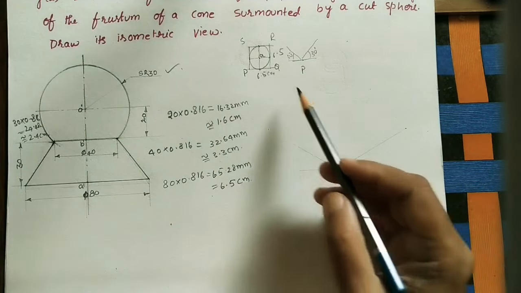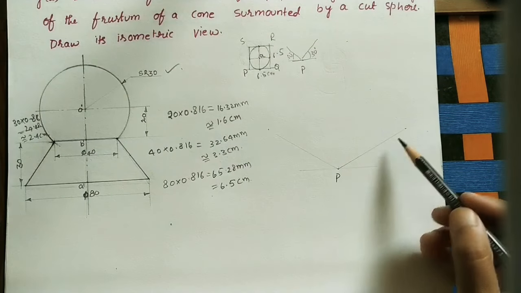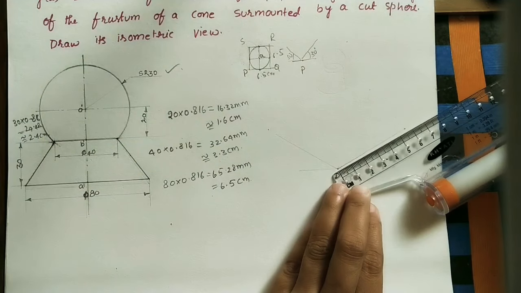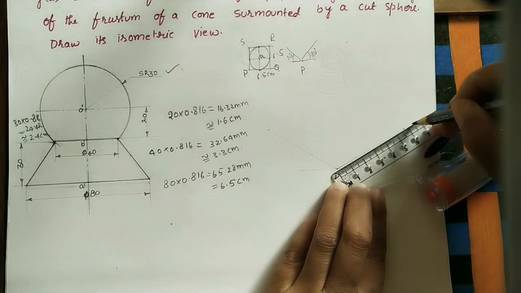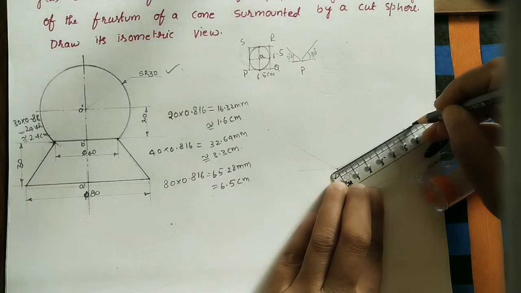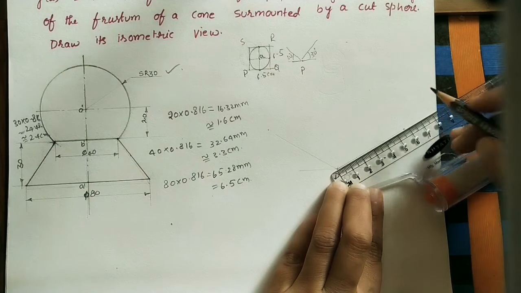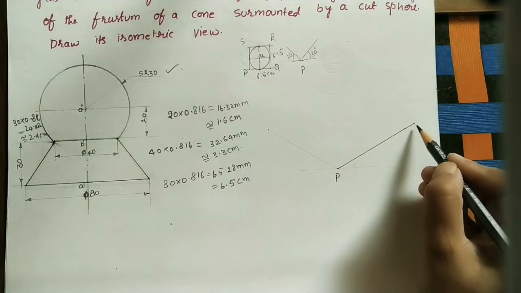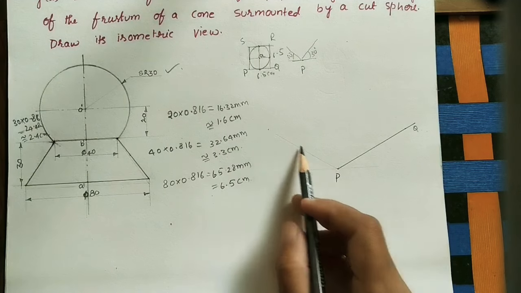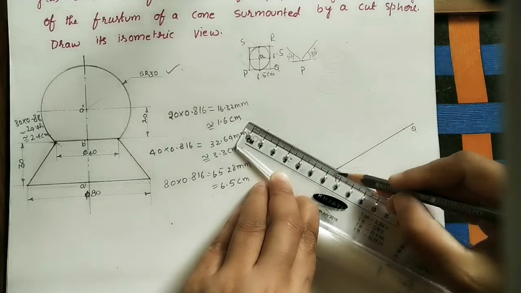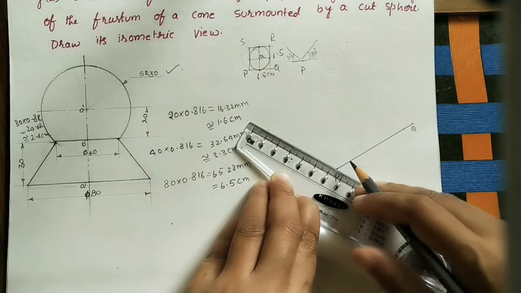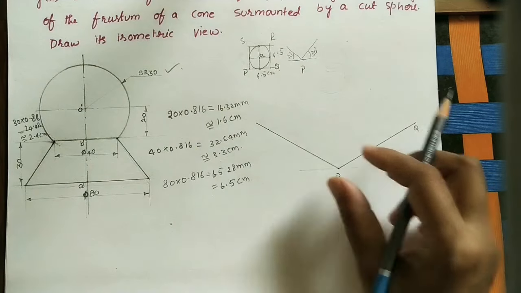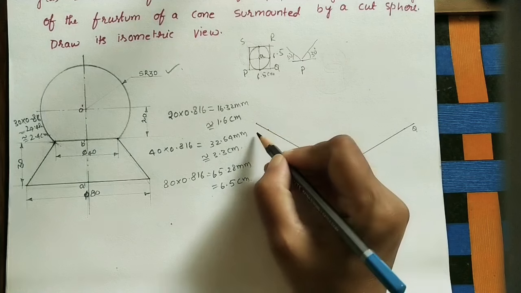On one side, take this length 6.5 cm this side and mark the Q point. 6.5 we are marking this side. So this is 6.5. Here, this point is Q point. Now here also take 6.5. Now PQ we have marked this side. This side is PS. This point is S point.